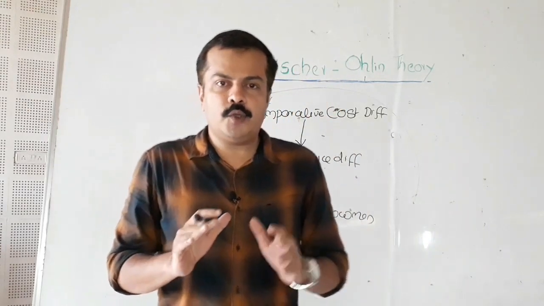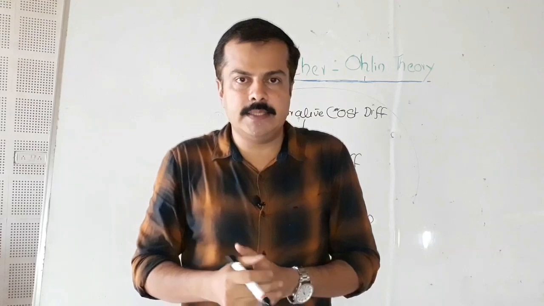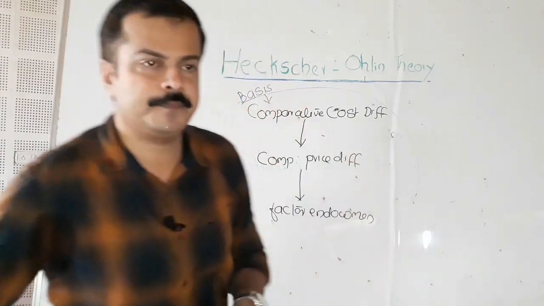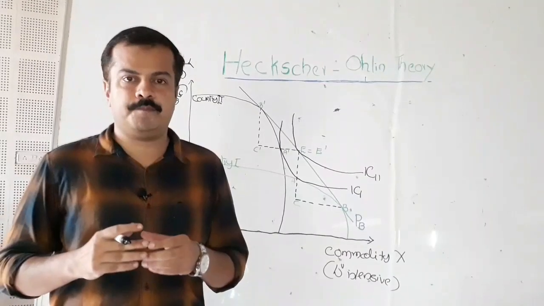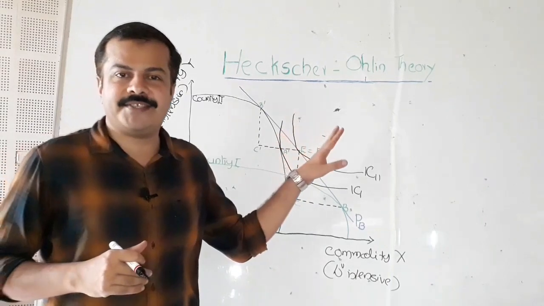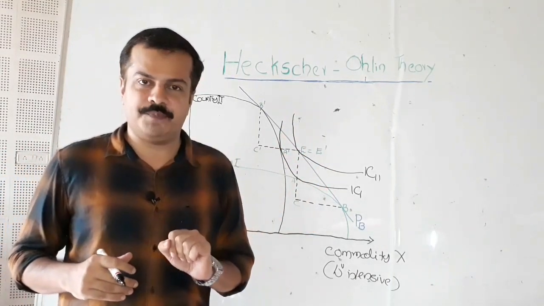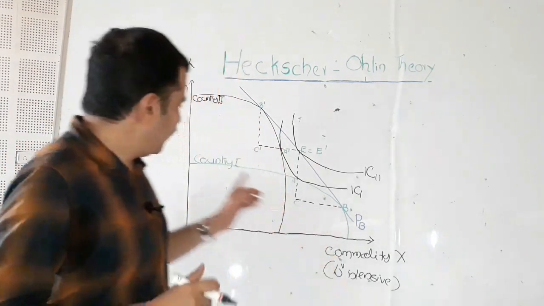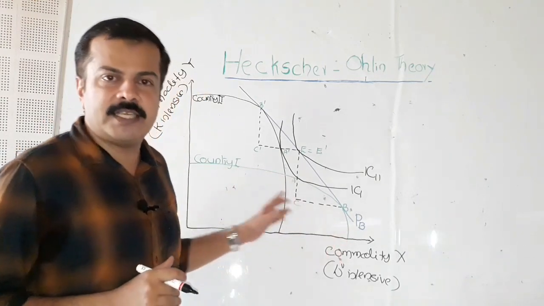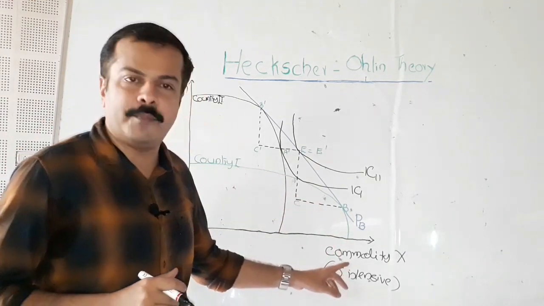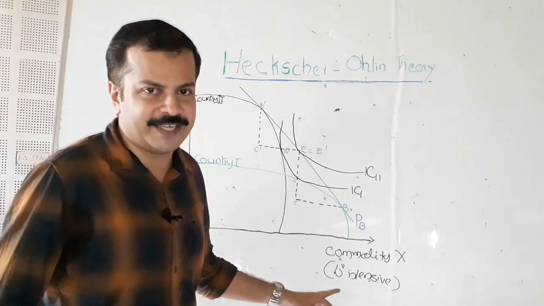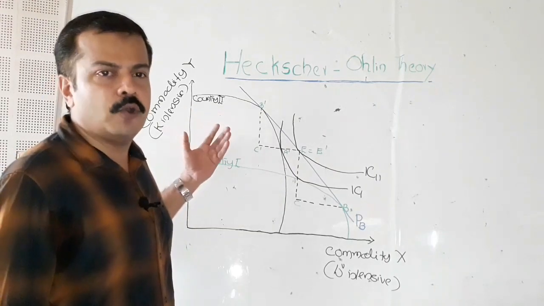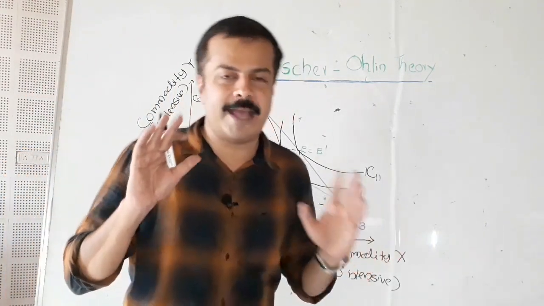Now, to have a deeper analysis, we will examine the Heckscher-Ohlin model using a diagram as well. So, we have a diagrammatic exposition of the Heckscher-Ohlin model. We have already seen the shape of the production possibility curve of both countries. The production possibility curve of country 1 is more biased towards the production of commodity X. Commodity X is a labor intensive commodity. The PPC of country 2 is more biased towards commodity Y. Commodity Y is a capital intensive commodity.